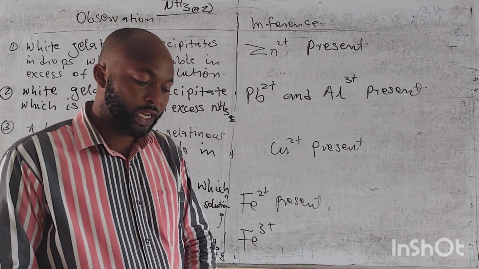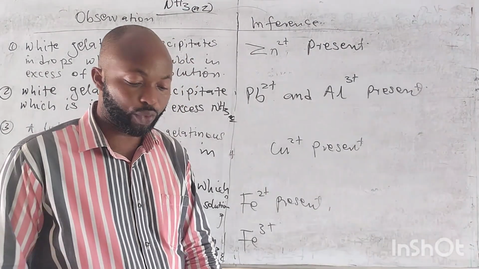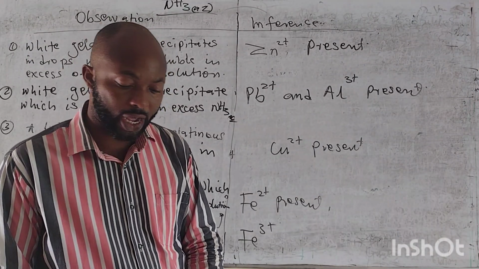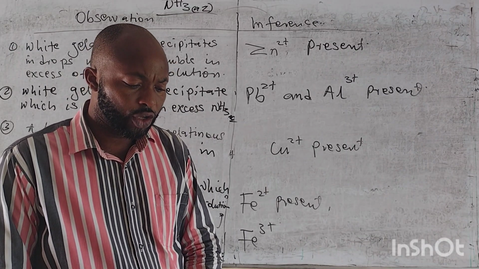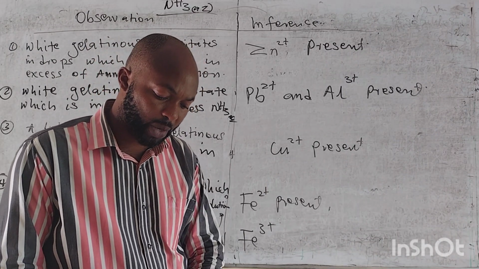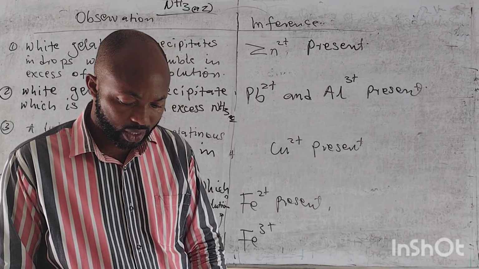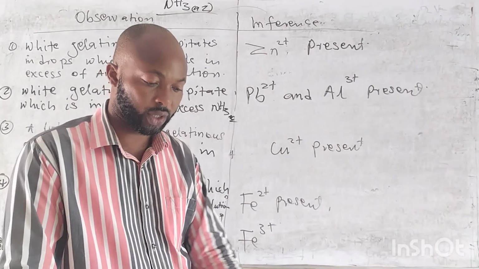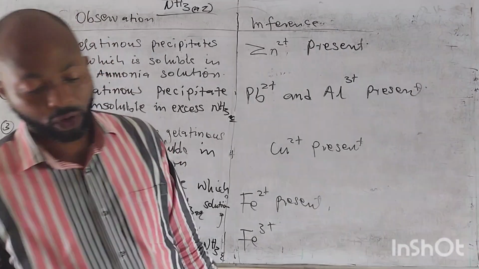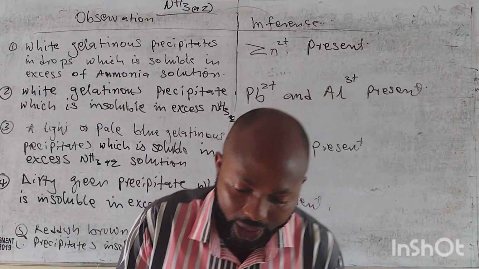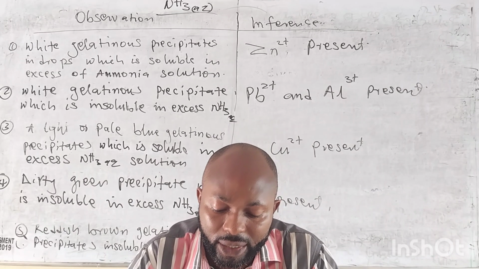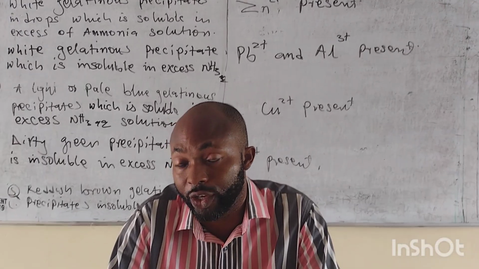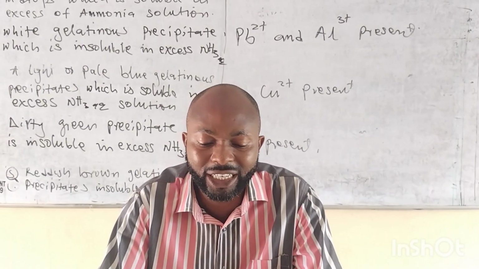So that is the precipitation reaction, where we use sodium hydroxide and also ammonia solution. We are going to do the confirmatory test, but I don't think that is going to be now. As we carry out our experiment, we will see how that works. So with this, we are done with identification of cations. Now we're going to look at identification of anions.